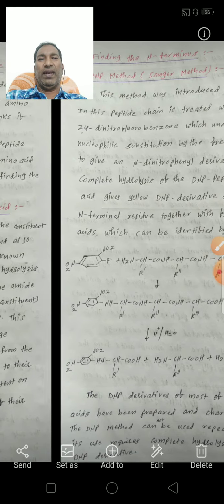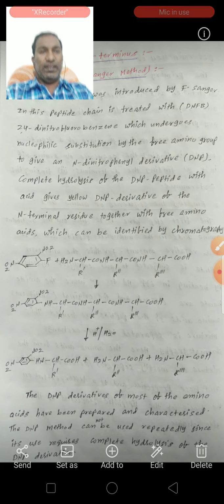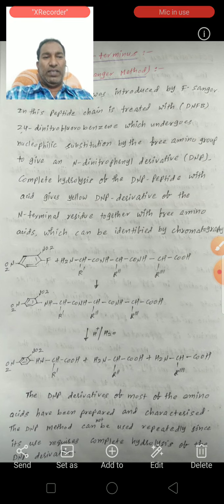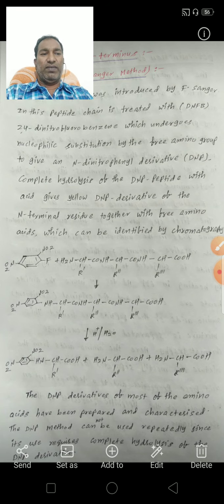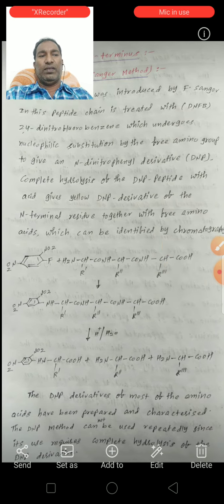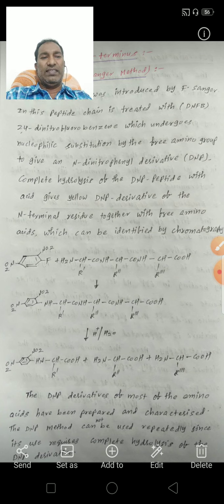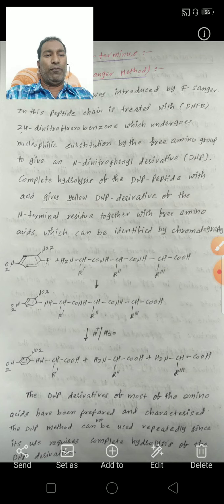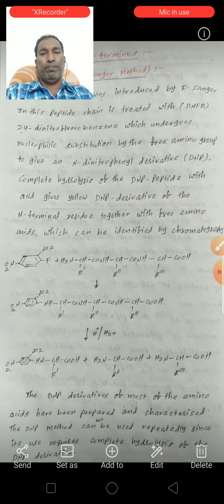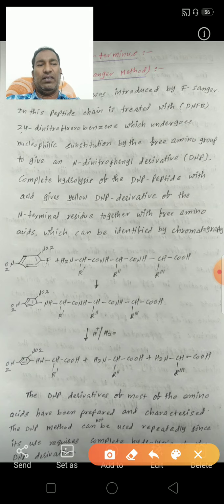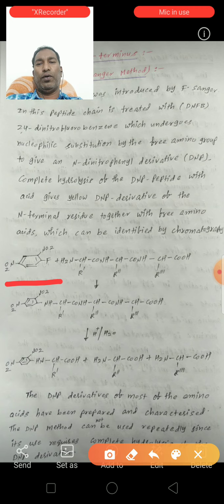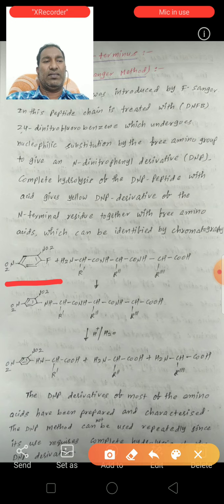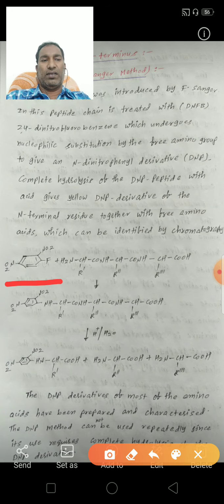Next, the second one, finding the N terminus. This is the DNP method, known as the Sanger method. This method was introduced by S. Sanger. In this, the peptide chain is treated with DNFB, that is 2,4-dinitrofluorobenzene. This is known as Sanger's reagent.